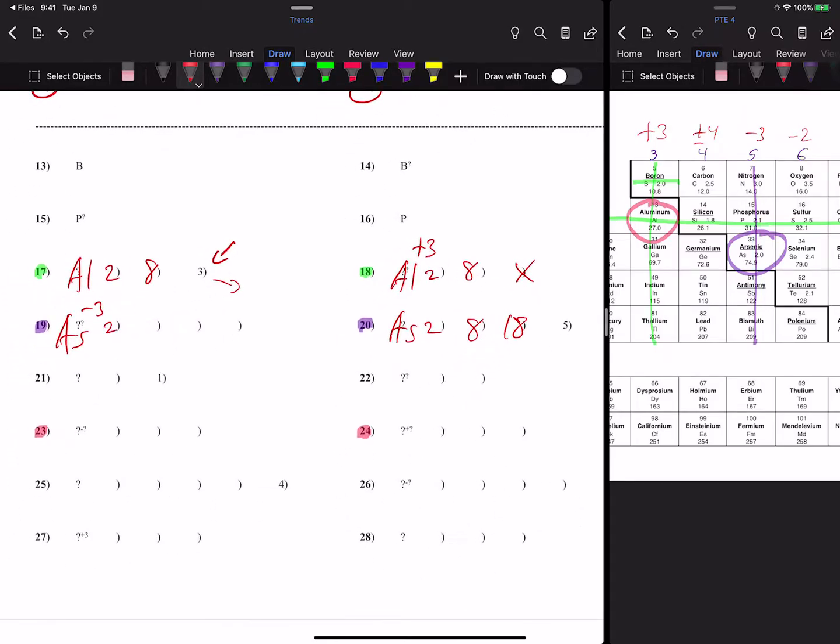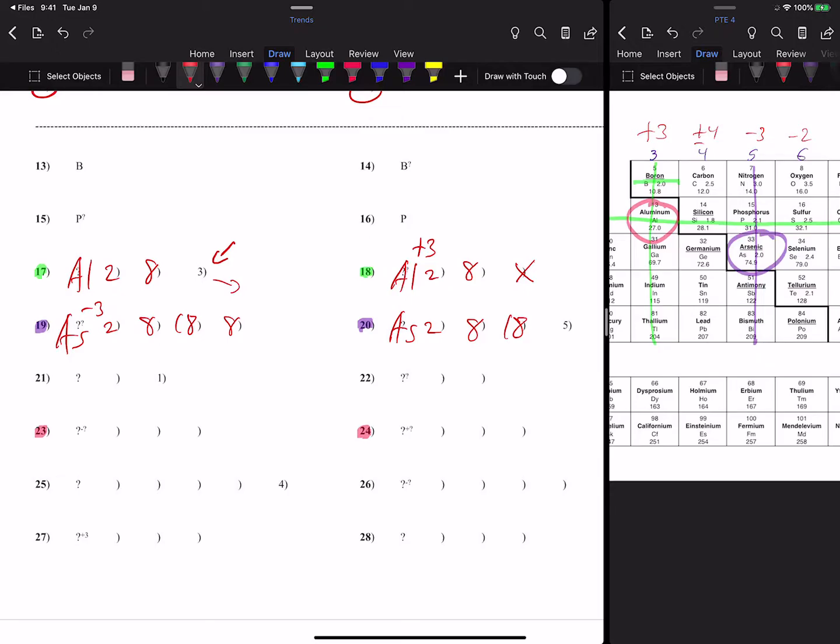This is now 2, 8, 18, and 8. Now, of course, this is different from the last example because this was an anion. Negative ions form by filling the outer shell. Positive ions form by losing the outer shell and forming a new outer shell.